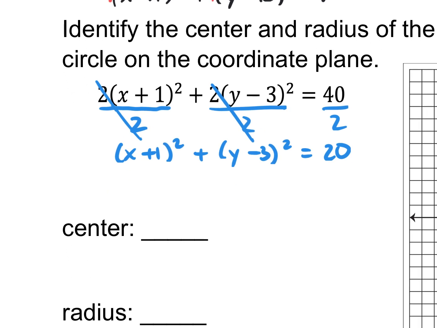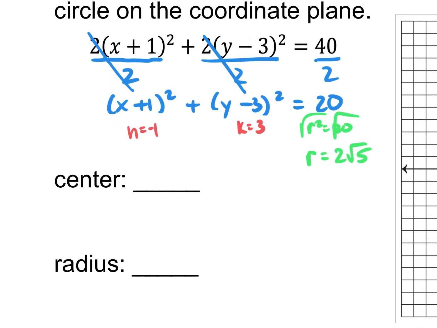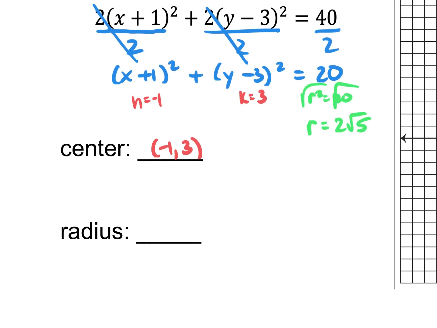So, identifying h and k, h would have to be a negative 1, k would have to be a positive 3, and r squared would equal 20, and so when you take the square root, you might have to do some simplifying here. Square root of 20 would be a square root of 4 and a square root of 5, which would just be a 2 radical 5. Okay? So you got your center at negative 1 comma 3, and you got your radius of 2 radical 5.